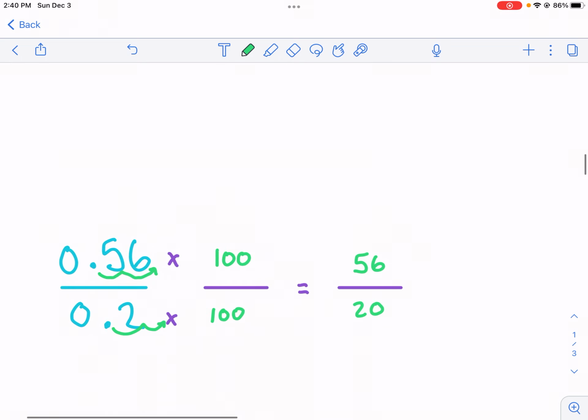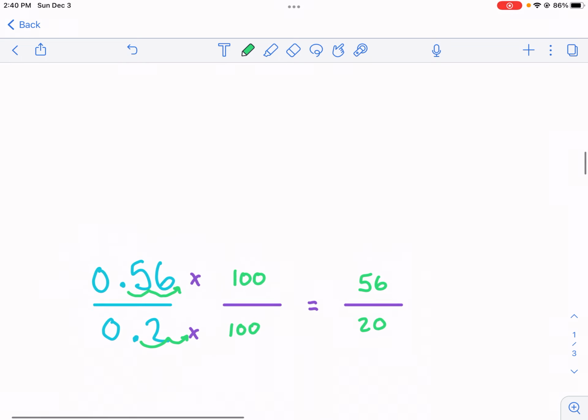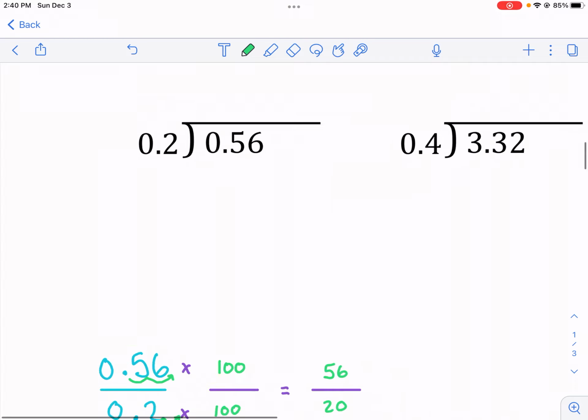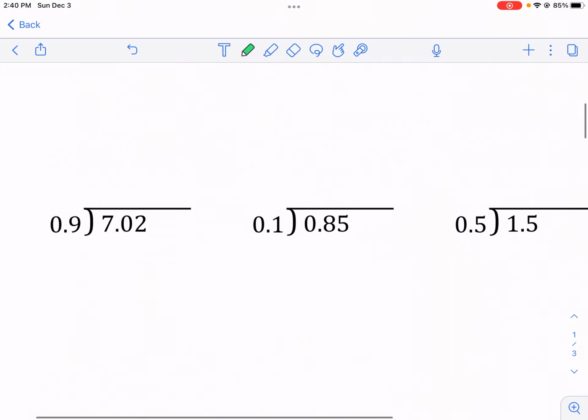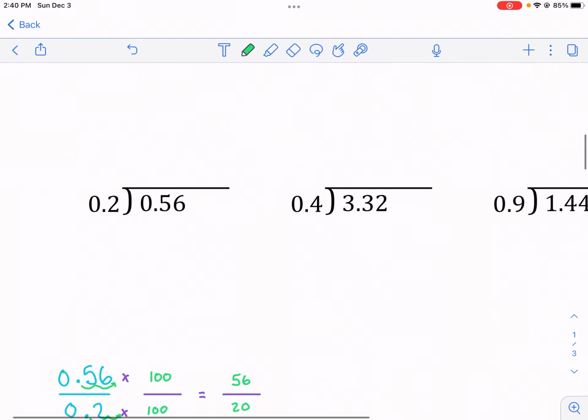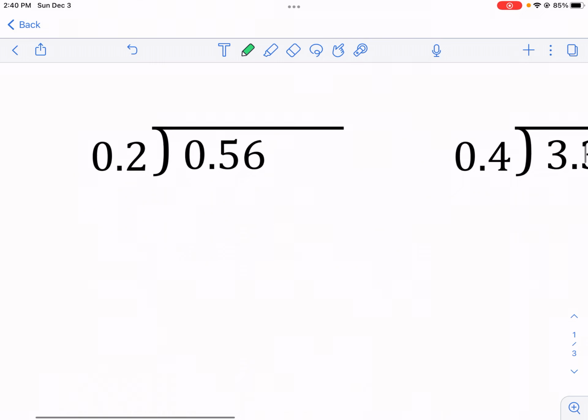That's why we can change the decimals around, and we actually have to, in order to make it an easier problem for us. With all of these problems, the divisors all have tenths in them, and that's it. We want to make sure it's a whole number. Whenever you're dividing, this is a rule for any decimal division: we want to make sure the divisor is a whole number. That's our goal.